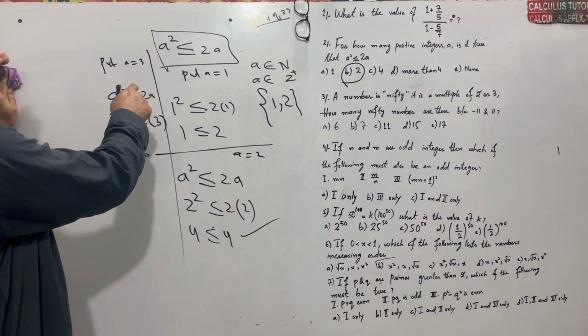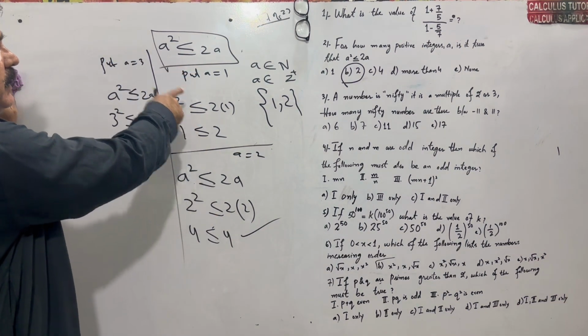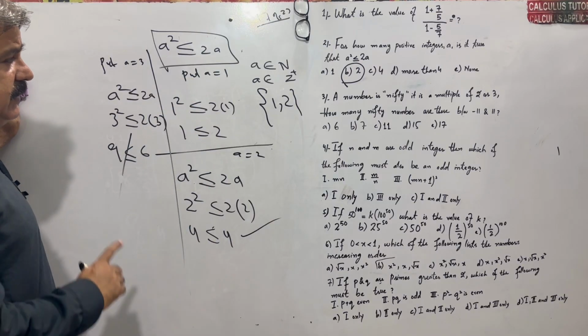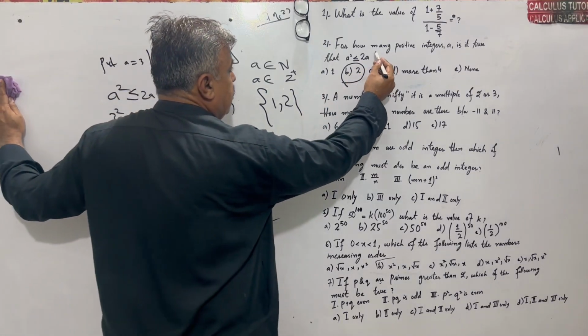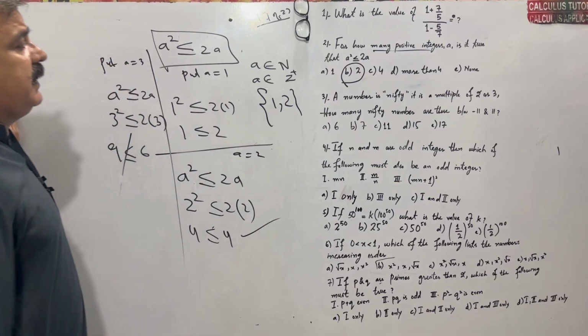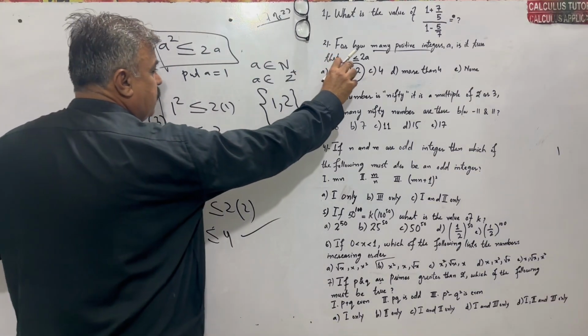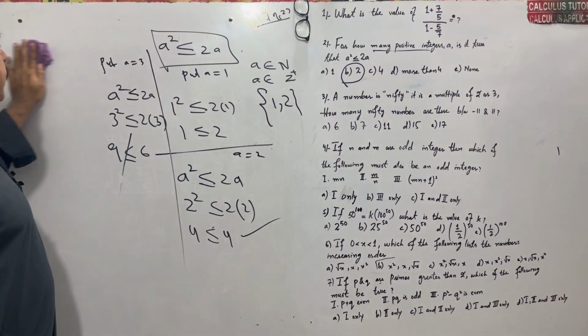It is valid for 0. 0 square is less than or equal to 2a, 0 is less than or equal to 0. It's valid. But we have been restricted to take positive integers. That's why we have confined ourselves to only two integers, 1 and 2.